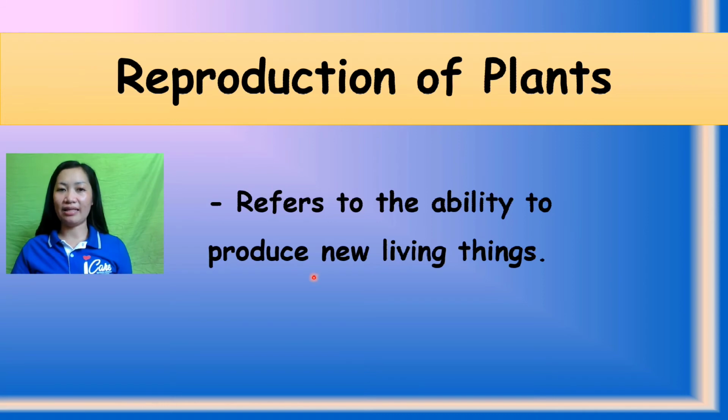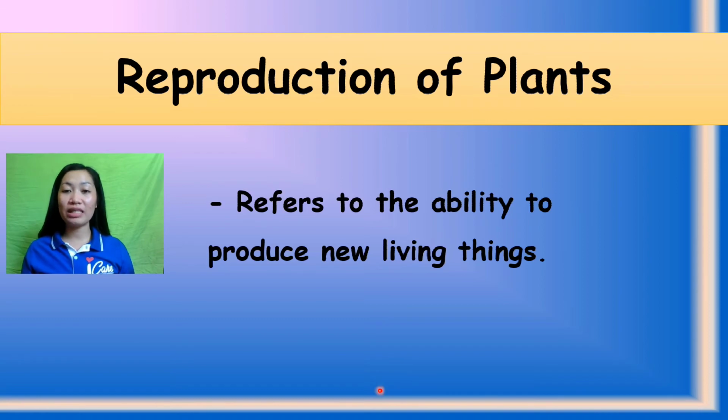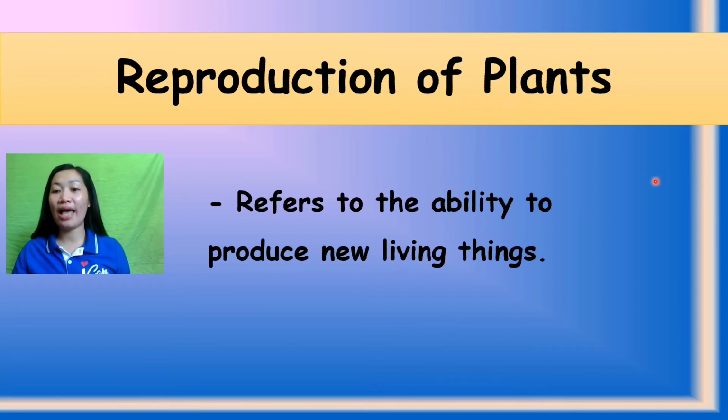Reproduction of plants. What do you mean by reproduction of plants? When we say reproduction, it refers to the ability to produce new living things. Like humans also reproduce by getting pregnant. And of course, plants also reproduce.